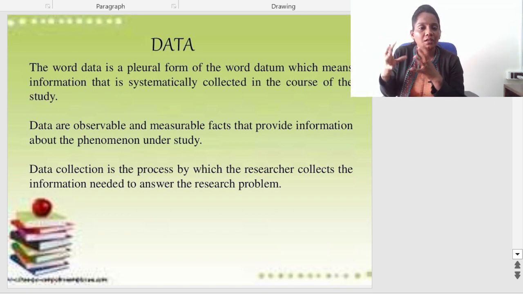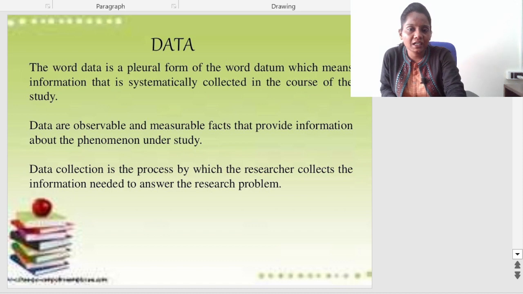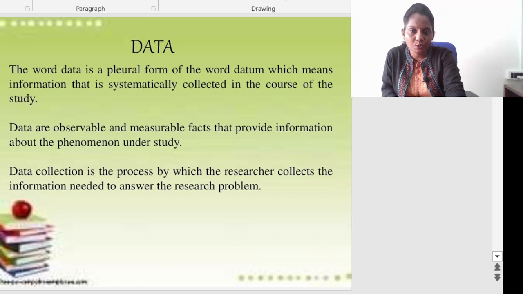So what are the methods we are using for data collection? Only this class I am going to discuss.